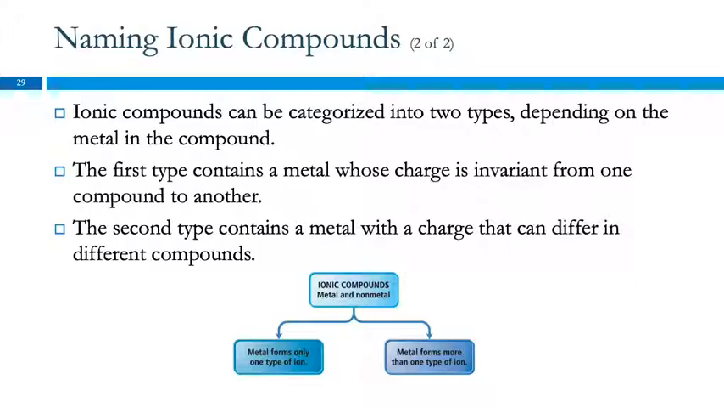So the book likes to categorize ionic compounds in 2 different ways. So I'll mention this even though I think it's a little bit dumb. There's metals that only make one kind of ion, and then there are metals that make more than one kind of ion. And so there's a very subtle difference in how they're named. I prefer to think of it just as the difference in how the metal ion is named.